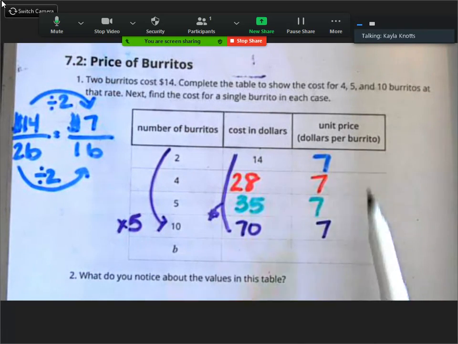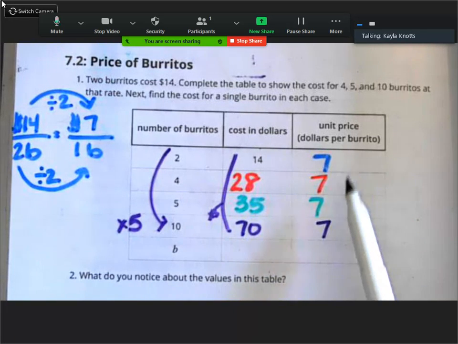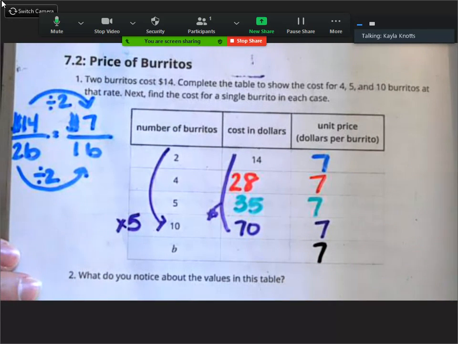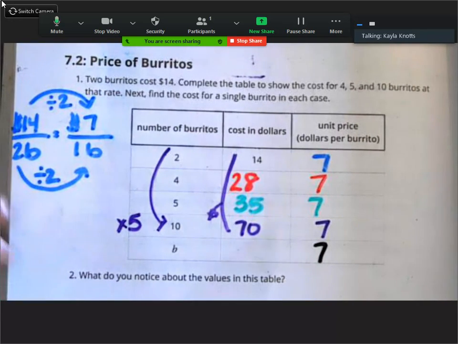So if I'm looking down my right-hand column, I'm seeing that my unit price per burrito did not change whatsoever. I didn't go to a new burrito place. I stayed at the same place. I'm ordering the same kind of burrito every single time. So that means my unit price, or that cost for that burrito, is never going to change. Okay? It's always going to be that $7.